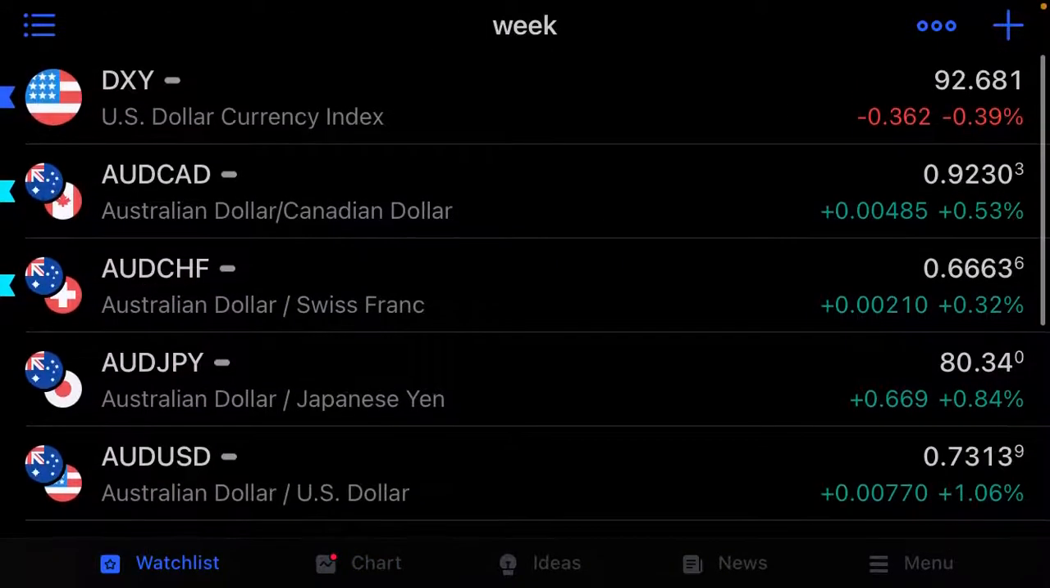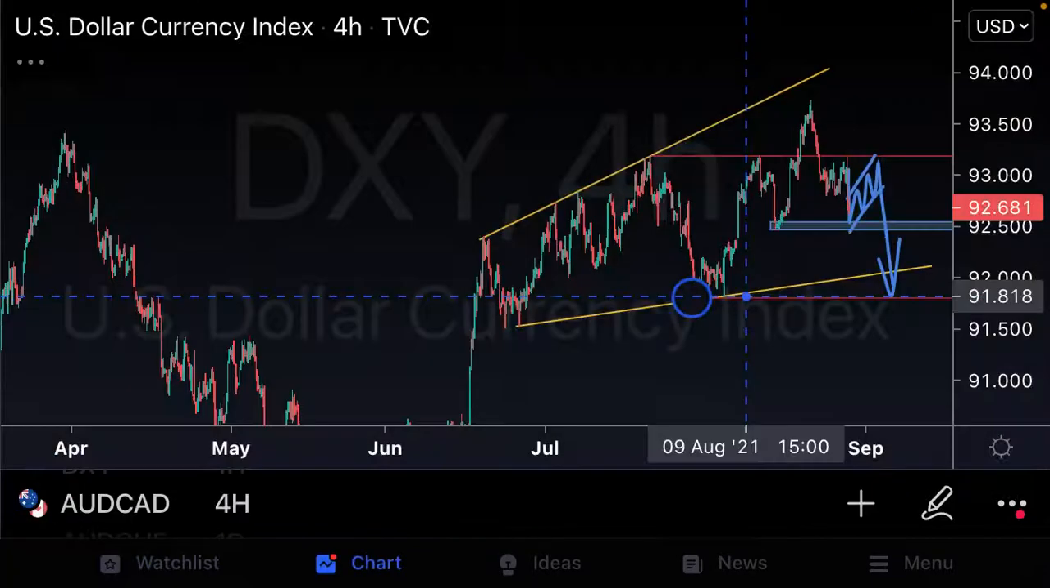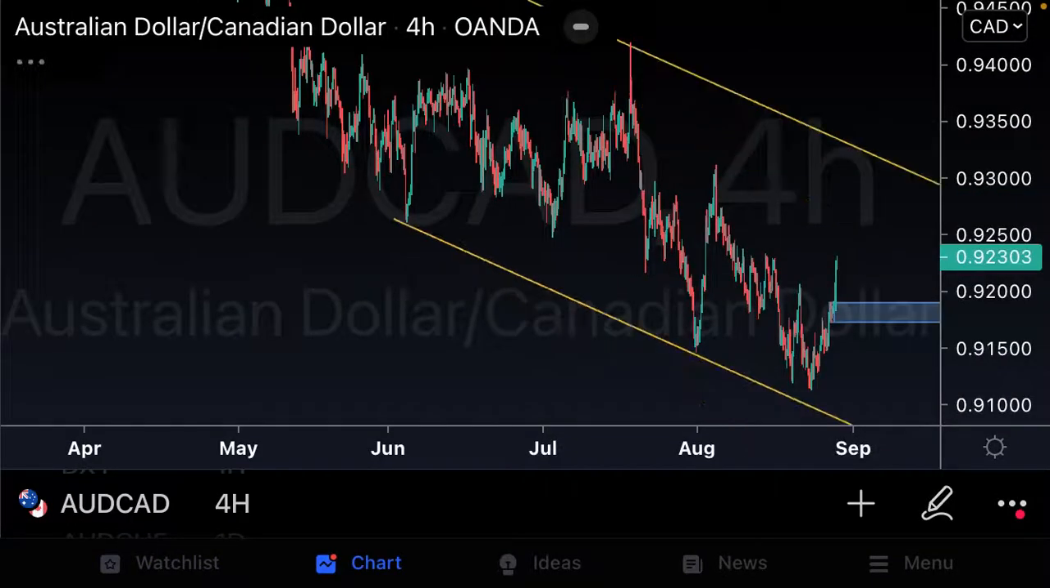Now that we're done with the DXY, guys, let's get into our currency pairs. And we're going to start off with our beloved Aussie CAD.